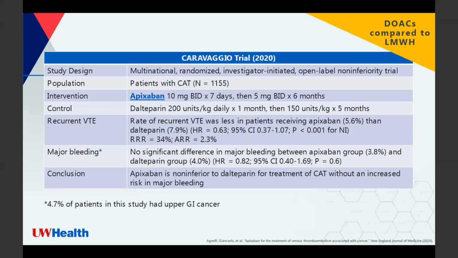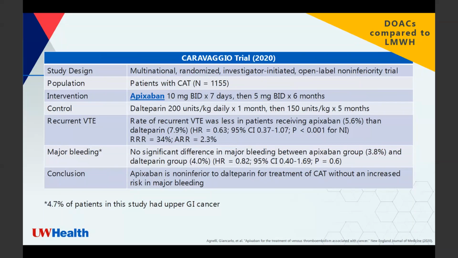For major bleeding, there were no significant differences in major bleeding between the apixaban group at 3.8% and the dalteparin group at 4.0%. And I'll just mention that only 4.7% of patients in this trial had GI cancers, which could possibly contribute to the major bleeding findings from this trial. So these authors concluded that apixaban is non-inferior to dalteparin for treatment of cancer-associated thrombosis without an increased risk of major bleeding.